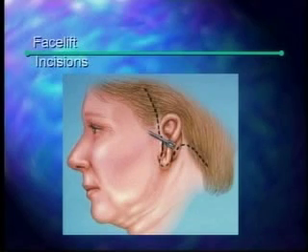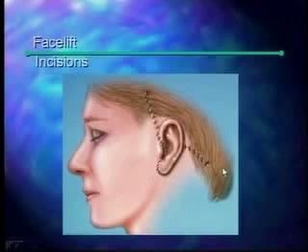The incisions used are those of a typical facelift. They extend into the hairline, behind the tragus of the ear, behind the posterior portion of the ear, and back into the neck. And postoperatively, the patients can expect sutures such as these.